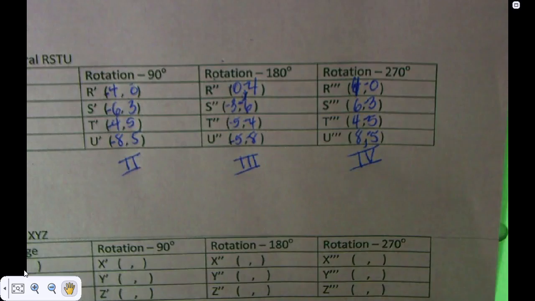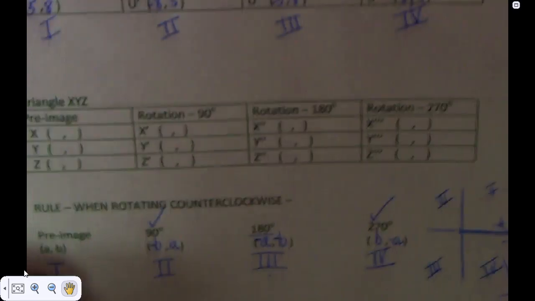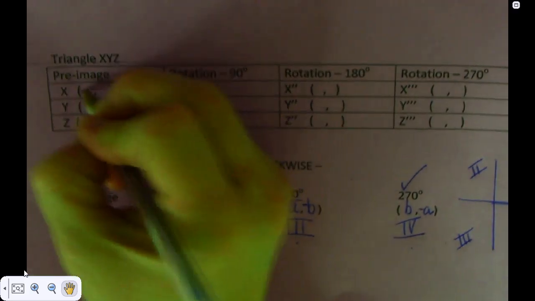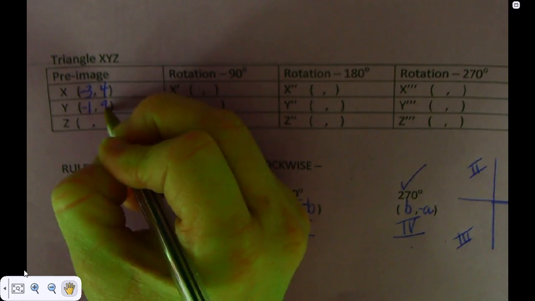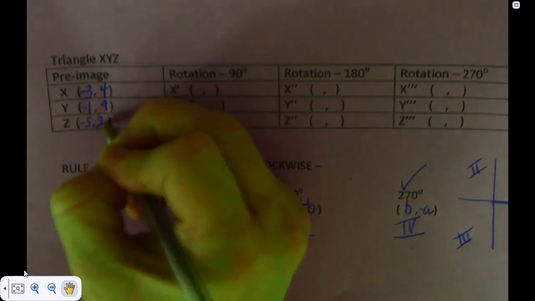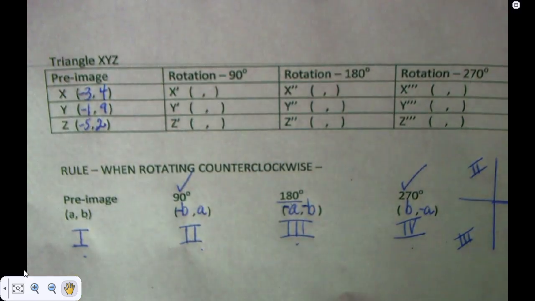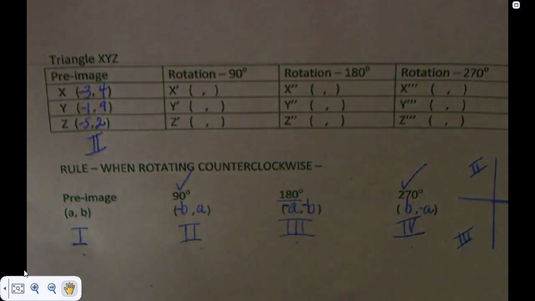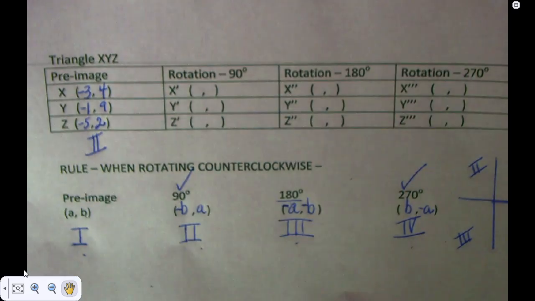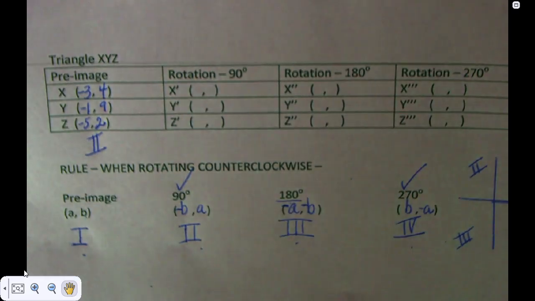We got this, huh? Okay, now I'm going to change it up a little bit, and we're going to start in a different quadrant. Negative 3, 4, negative 1, 9, negative 5, 2. What quadrant are we starting in? Second. So I'm still going counterclockwise. So go. Fill out the chart.